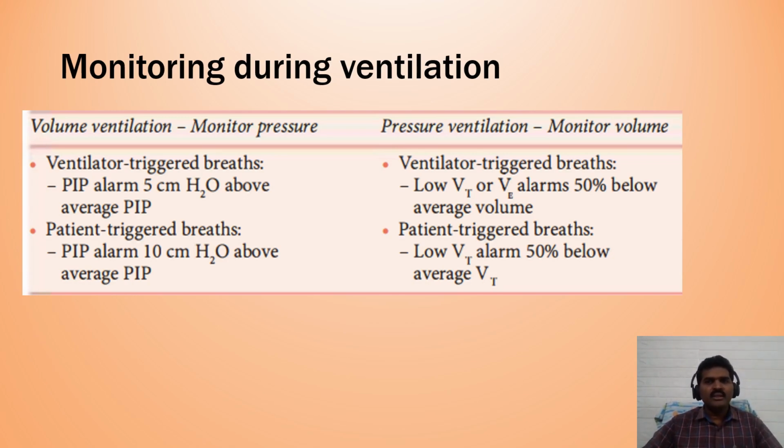In pressure ventilation, you are going to monitor the volume. For ventilator triggered breaths, set a low VT or VE alarm below 50% of the average volume. In patient triggered breaths, a low VT alarm below 50% of average VT can be set.